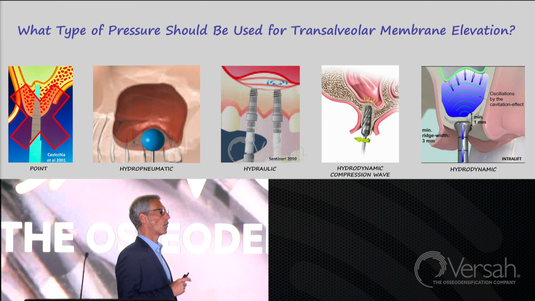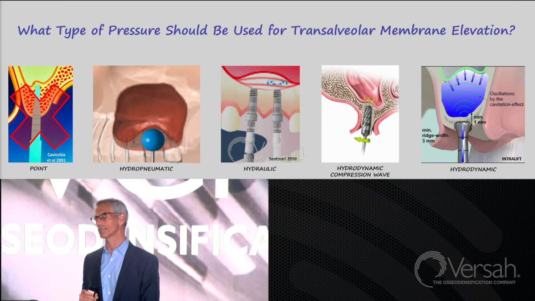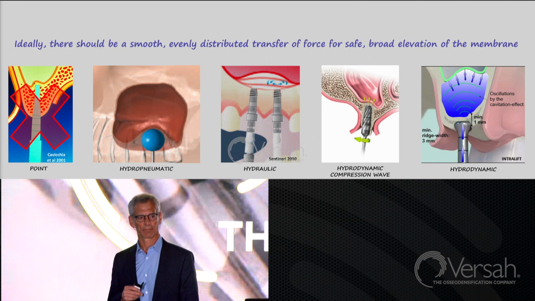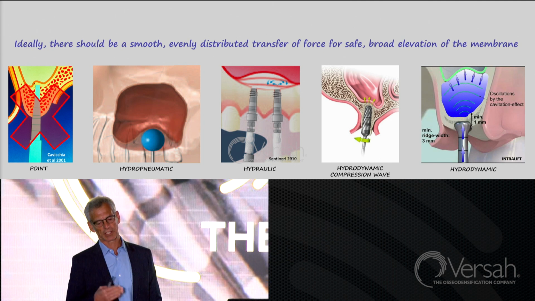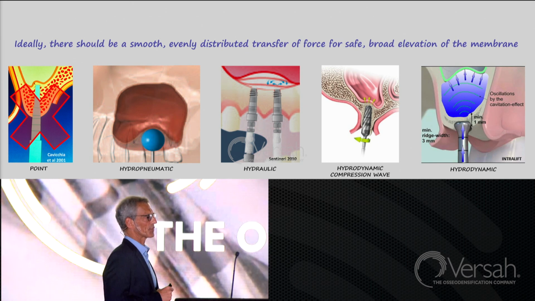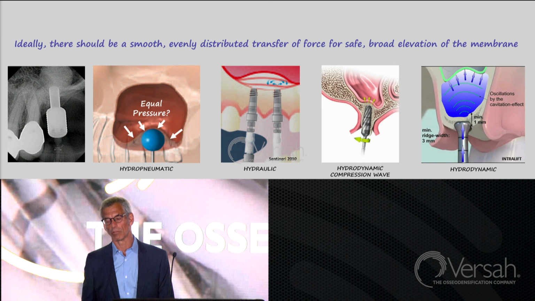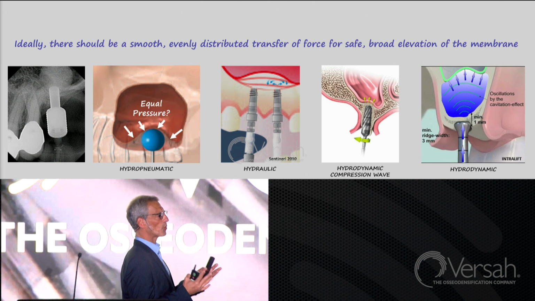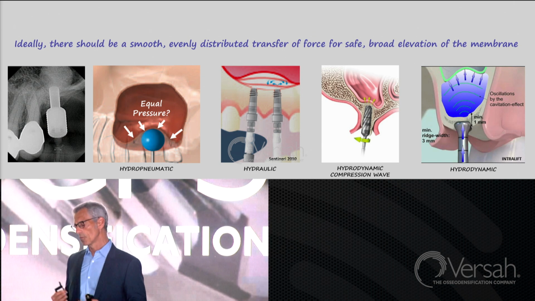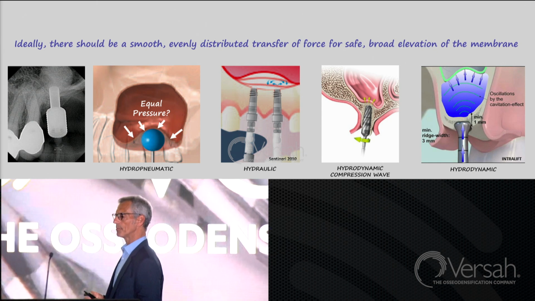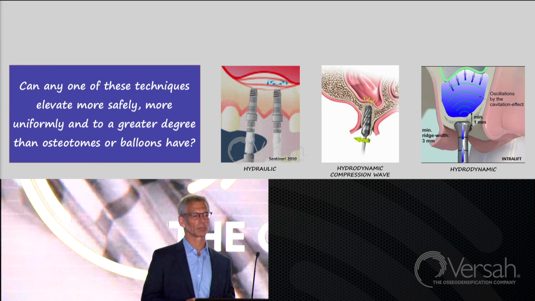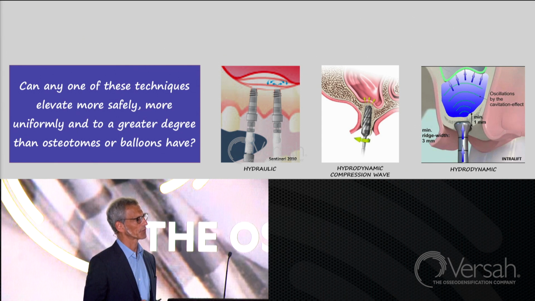So let's go back. What type of pressure should you be using for transalveolar lift? I hope that I have clearly shown you the limitations of point pressure. Ideally, we want a smooth, evenly distributed transfer of force for a broad elevation of the membrane. Can a balloon do this? Well, no. It doesn't apply equal pressure to the sinus membrane. And I experienced more perforations with a transalveolar balloon than I did with an osteotome. What about any of these? Can they elevate more safely, more uniformly, and to a greater degree than osteotomes or balloons?